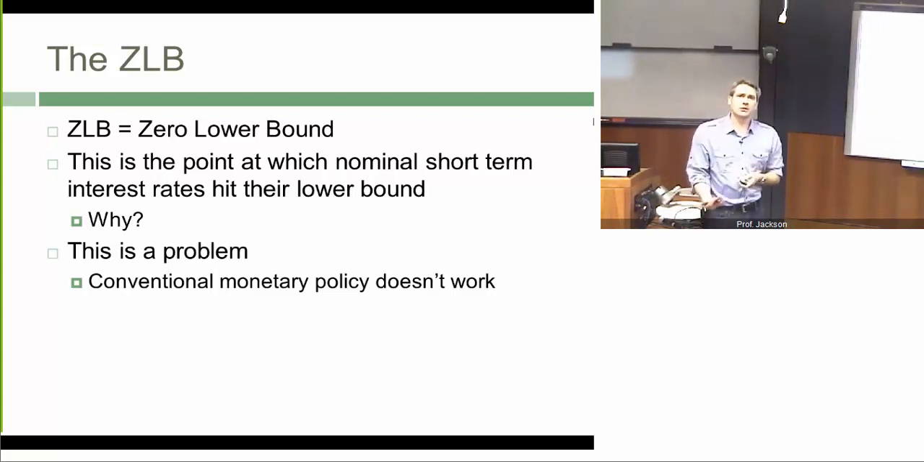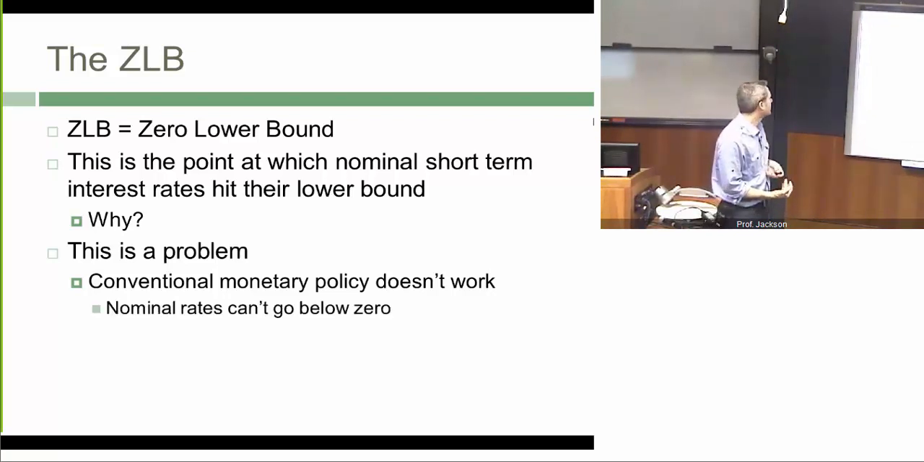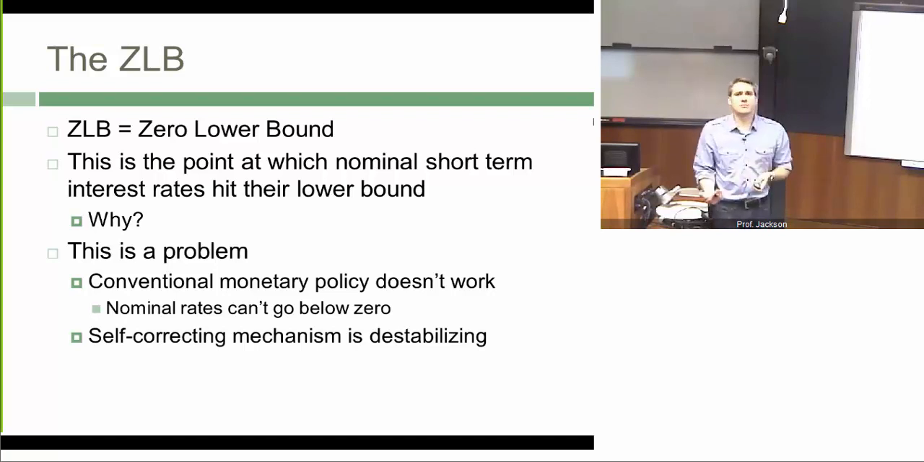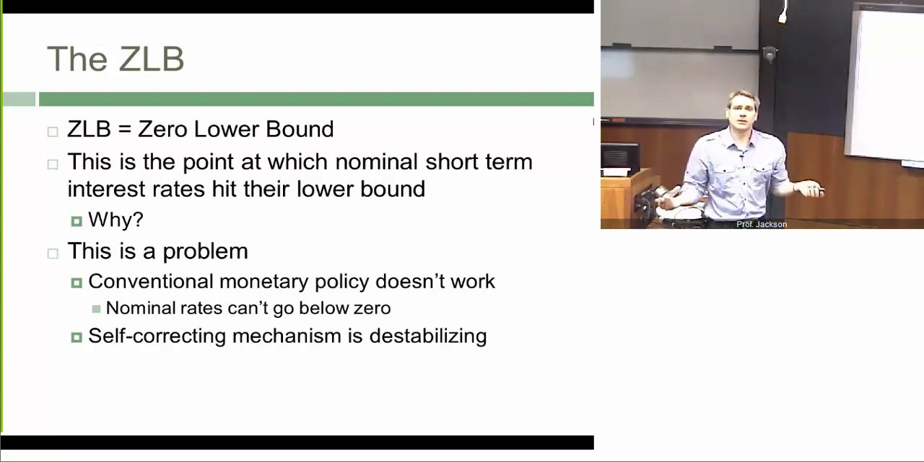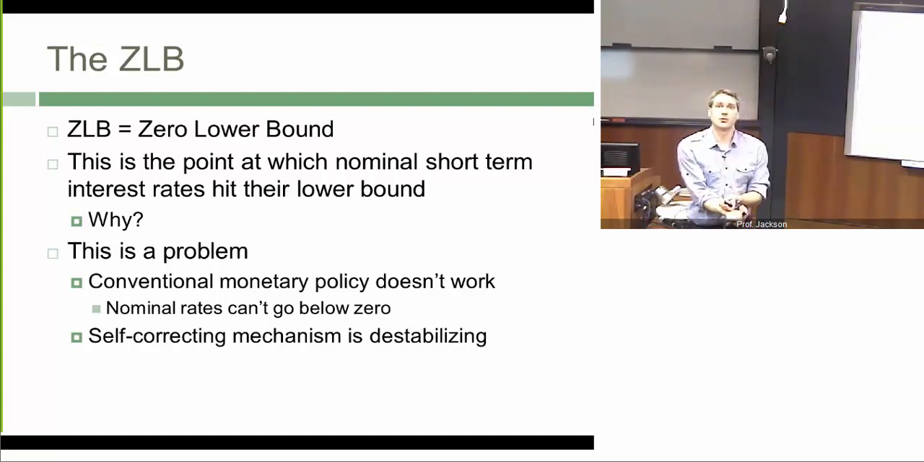But there's a second, perhaps more crucial problem, which is the fact that the self-correcting mechanism is actually destabilizing. Once we get into this condition of a zero lower bound, it turns out that if the government doesn't do anything, if fiscal policymakers and monetary policymakers don't respond forcefully, then it can actually be a lot worse, and you can go into this destabilizing, debilitating sort of spiral, not unlike what we've seen in Japan over the last several decades, with a deflationary spiral.